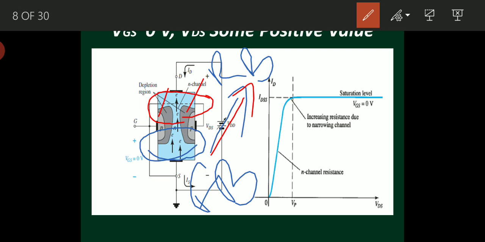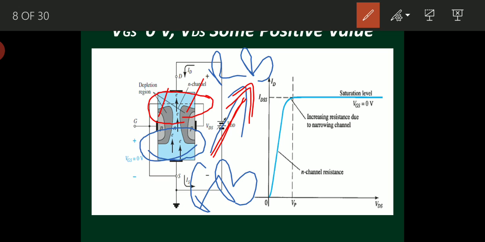These two depletion regions will come very close, and literally they want to touch each other, but they won't touch. A very small gap will still be present. This voltage VDD is called the pinch off voltage.